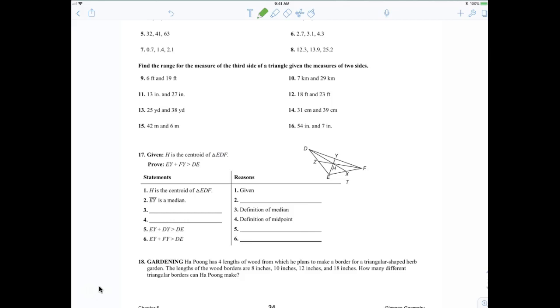The last two pages are the same. All right, let me fix it.